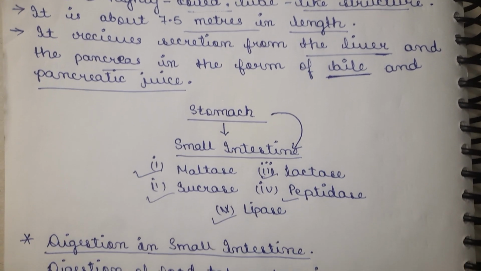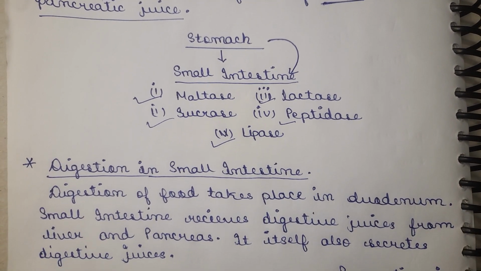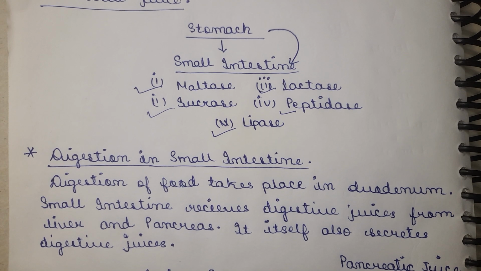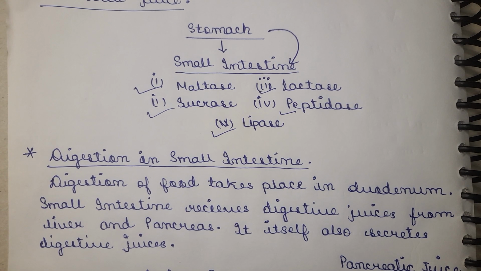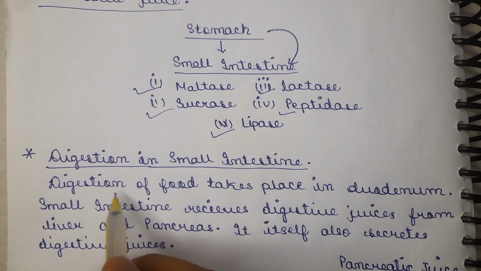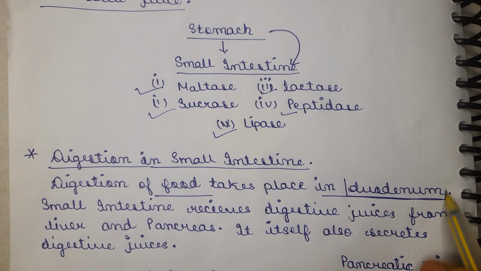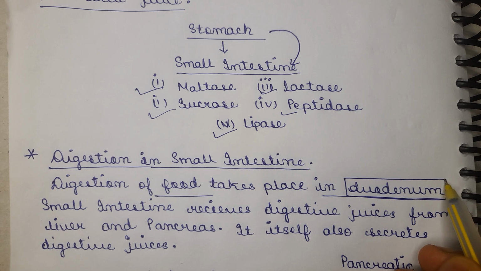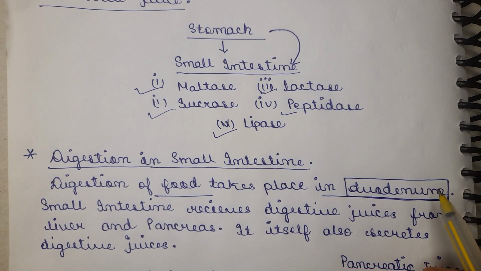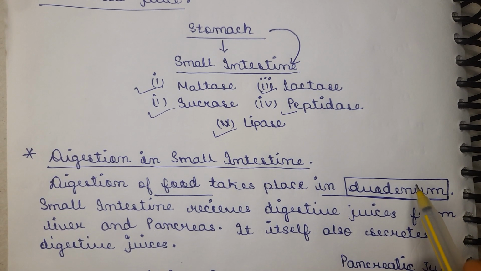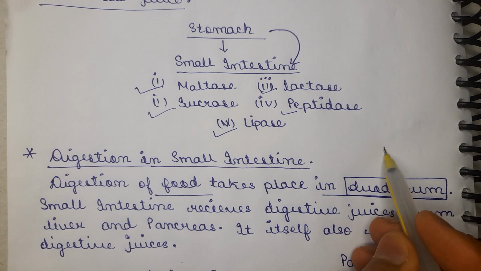So we all know that the stomach already digests a huge amount of the substance through the action of the enzymes, the digestive juice and the HCl acid that is present in the stomach. Now, the digestion of the food in the small intestine takes place in the duodenum. The duodenum is the first part of the small intestine, that is, the starting point or the starting structure of the small intestine.